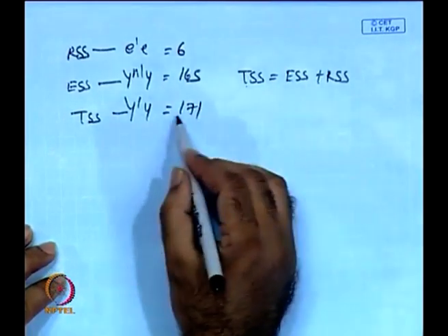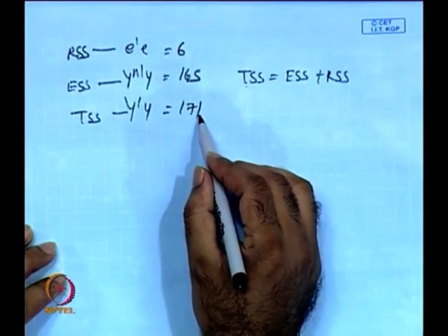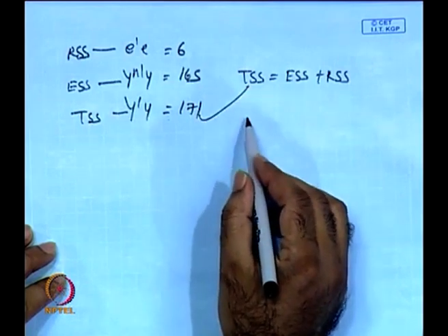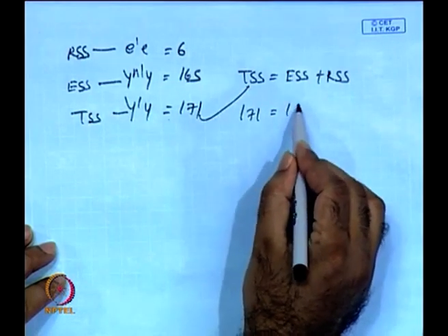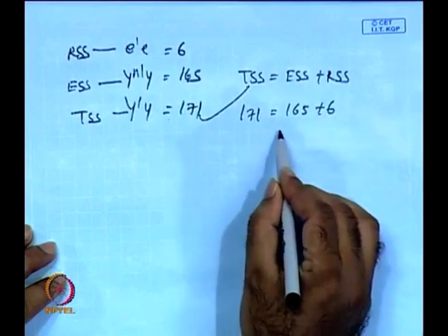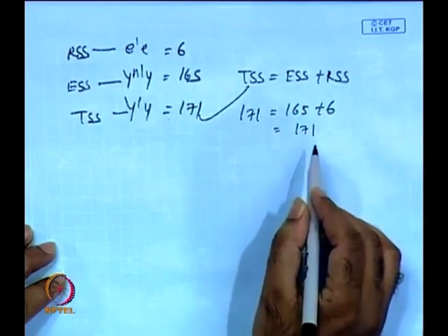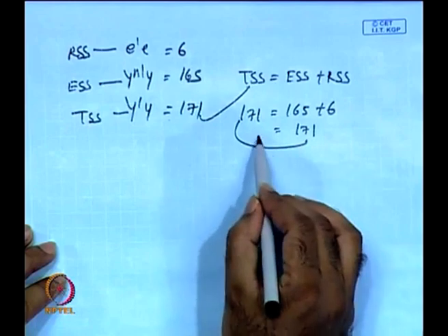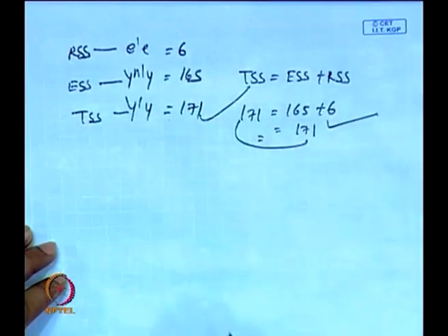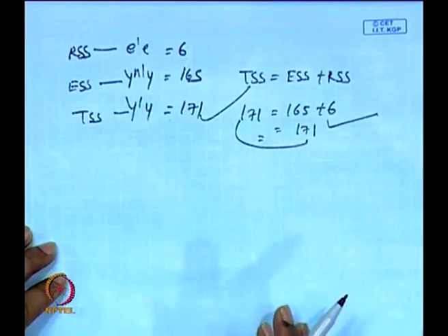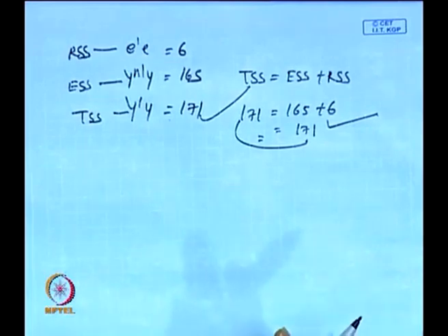So if you put it here, you just connect it. This is 171, so 171 is equal to 165 plus 6. So this is equal to 171, which means this and this are equal. So this system is okay. That means we are on the right track.